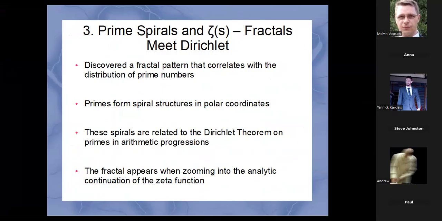Next is prime spirals and zeta function fractals meet Dirichlet. We found a fractal pattern that matches how prime numbers spread out when they are plotted in polar coordinates. And these spirals connect to Dirichlet's theorem about prime numbers. The fractal shows up when you zoom into the analytic continuation of the zeta function. That means if you keep zooming into the first fractal I showed, then the next structure I will show you appears.